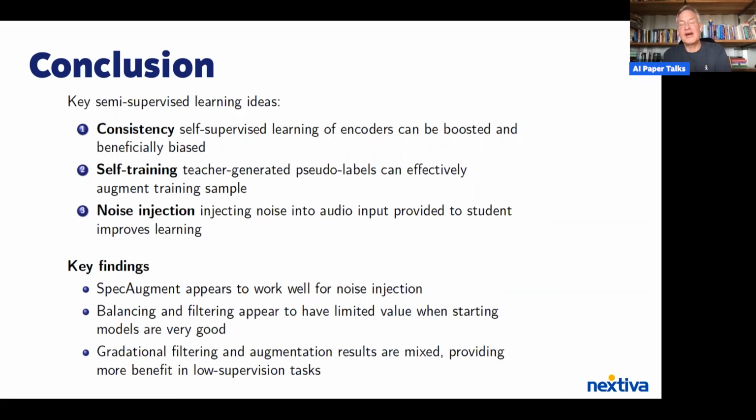Balancing and filtering appear to have limited value when the starting model is very good. If the models are really good to begin with, which we saw in the last example, balancing and filtering don't seem to contribute that much to accuracy. My gut is they may still contribute to generalizability.